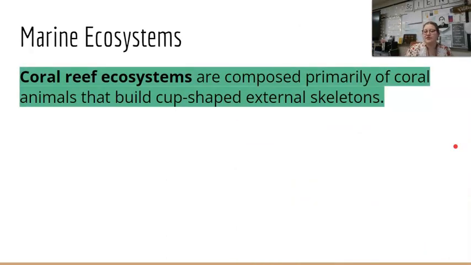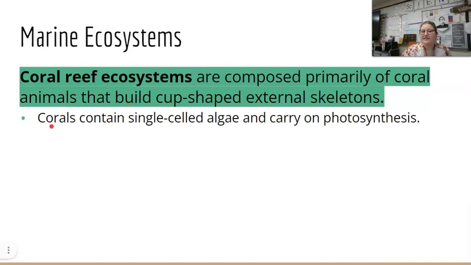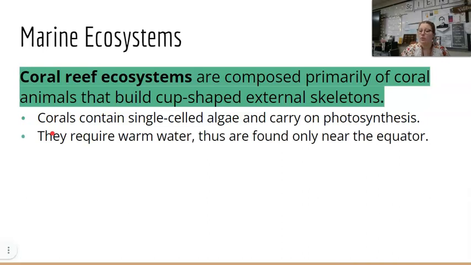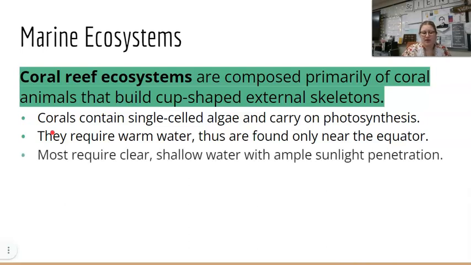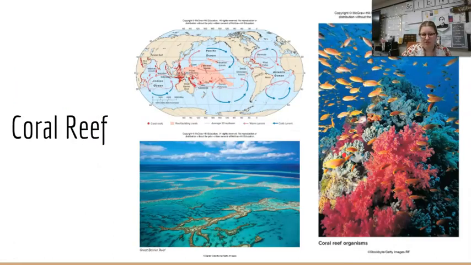So coral reef ecosystems, they're talked about a lot when we talk about environmental science because they are so at risk with climate change, but they are composed primarily of coral animals that build cup-shaped external skeletons. Corals contain single-celled algae and carry on photosynthesis. They require warm water, and so they're found more near the equator. We don't have a lot of coral reef ecosystems very far from the equator. They require clear, shallow water with lots of sunlight penetration.